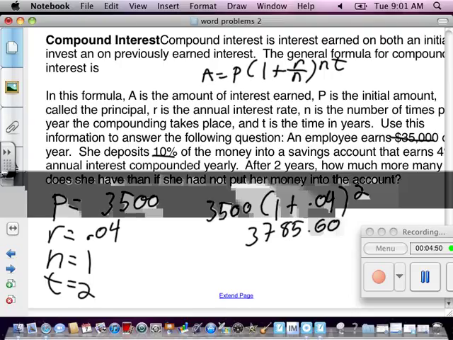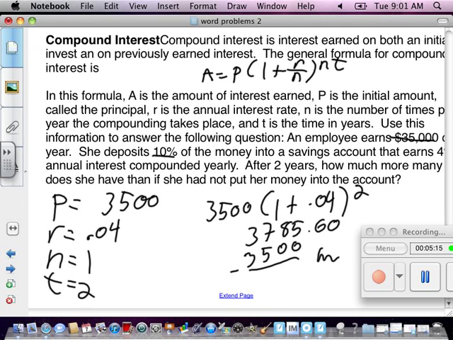This is how much money she has. How much interest was earned? And how would I figure that out? Subtract from $3,500, because that's how much money she put in there. So how much money did she get out of interest? She got $285.60. So that's how much money she earned out of interest. Questions? Okay, let's move on to the next page.